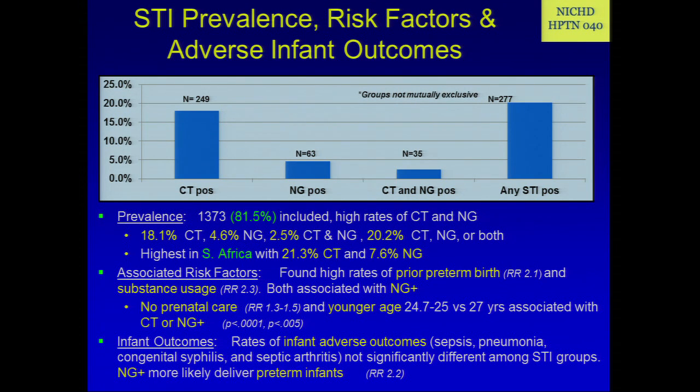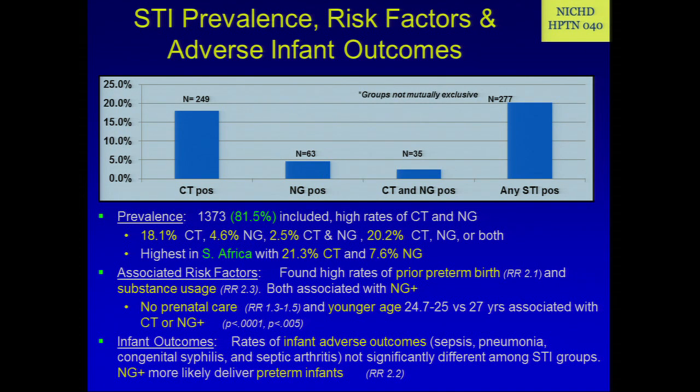In terms of associated risk factors that we found, we found really high rates of reported prior preterm birth in this cohort in general, as well as really high rates of illegal substance usage, and both of those were associated with being gonorrhea positive. In addition, we found that women that did not receive any prenatal care, as well as younger women, were also more likely to be infected with chlamydia and gonorrhea.